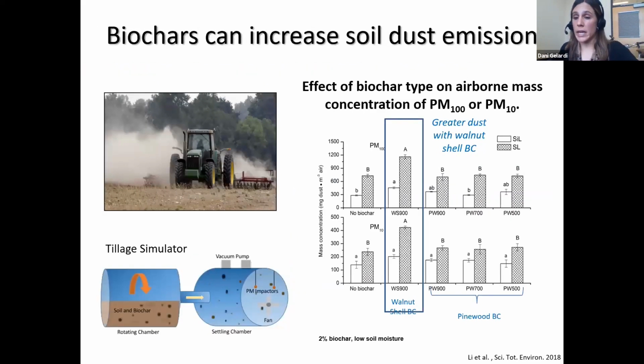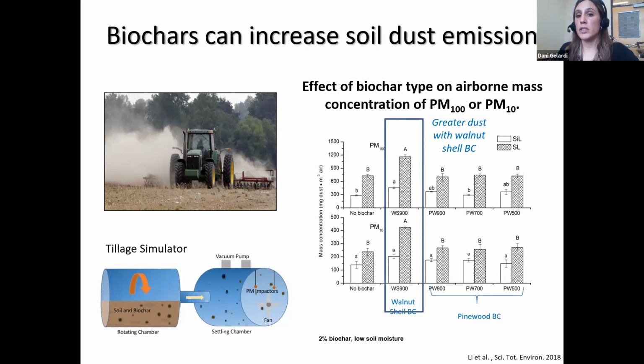So one of my colleagues actually dug into this, Dr. Oliver Lee, and he built a tillage simulator and added soils with and without biochar to measure PM10 concentrations. And what he found, sort of some good news, is that of the 4 biochars he tested, 3 of them did not increase soil dust emissions, which is 75% not bad. However, one of the biochars he tested, the walnut shell at 900 degrees C, significantly increased soil dust emissions from a sandy loam.